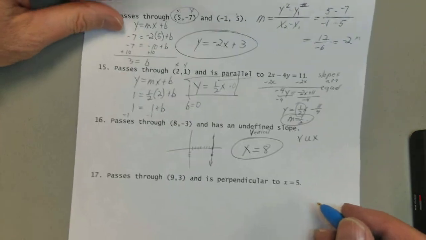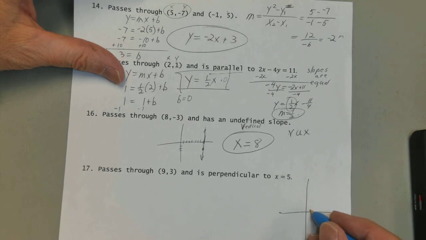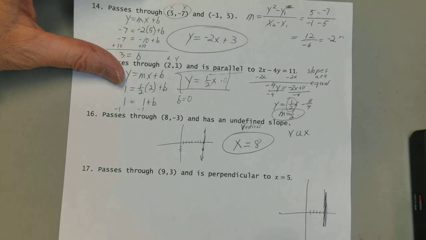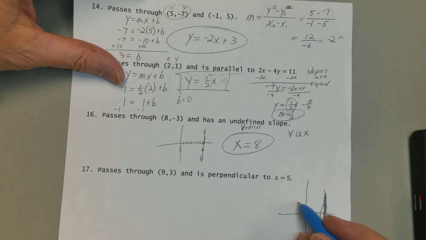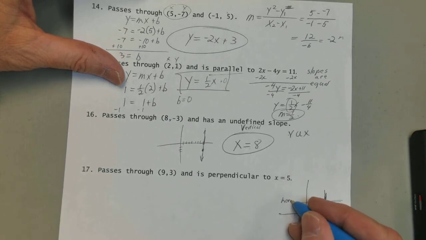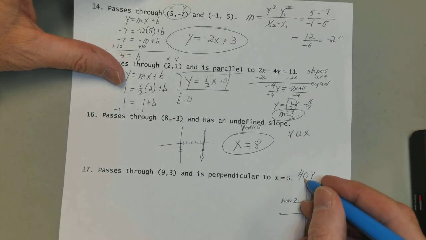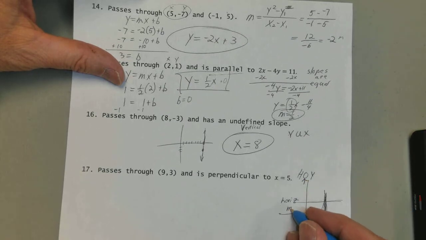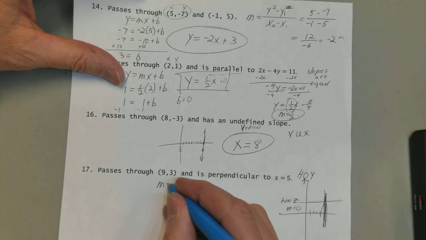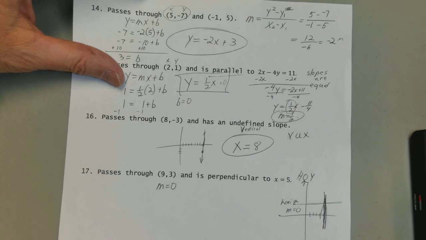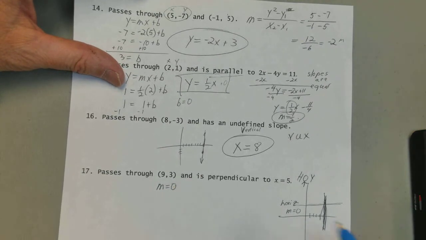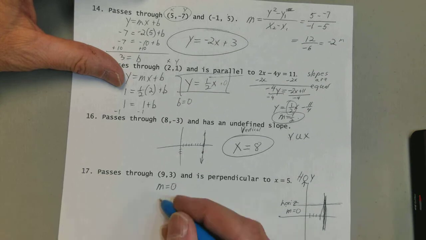All right. Perpendicular to x equals 5. 1, 2, 3, 4, 5. Here's x equals 5. That's undefined. Anything that's perpendicular to that is horizontal. If it's horizontal, remember, 0 is the slope. M equals 0. So it passes through 9, 3, and M is 0. Just figured out it's a horizontal line, so it's got to be 0.